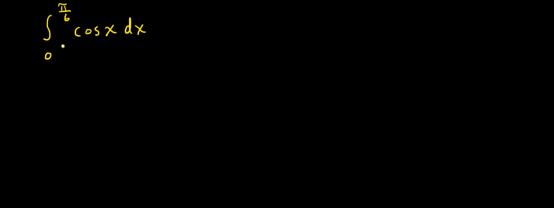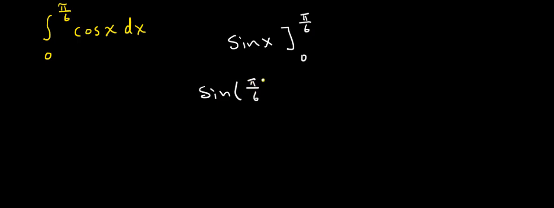Okay, now what about the integral of cosine of x from 0 to pi over 6? What is the antiderivative of cosine of x? In other words, what do you take the derivative of and you get cosine of x? Well, that's sine x. So the antiderivative of cosine x is sine x. And we're going from 0 to pi over 6. So our a is 0 and b is pi over 6.